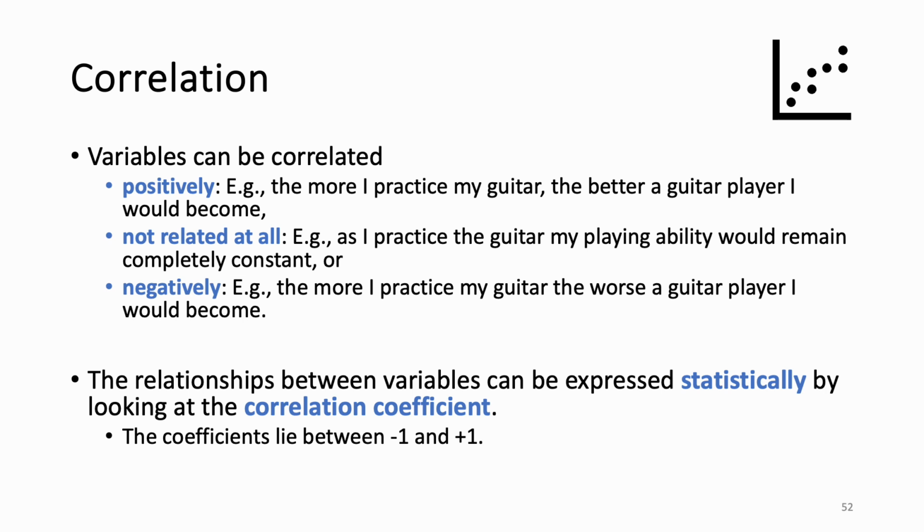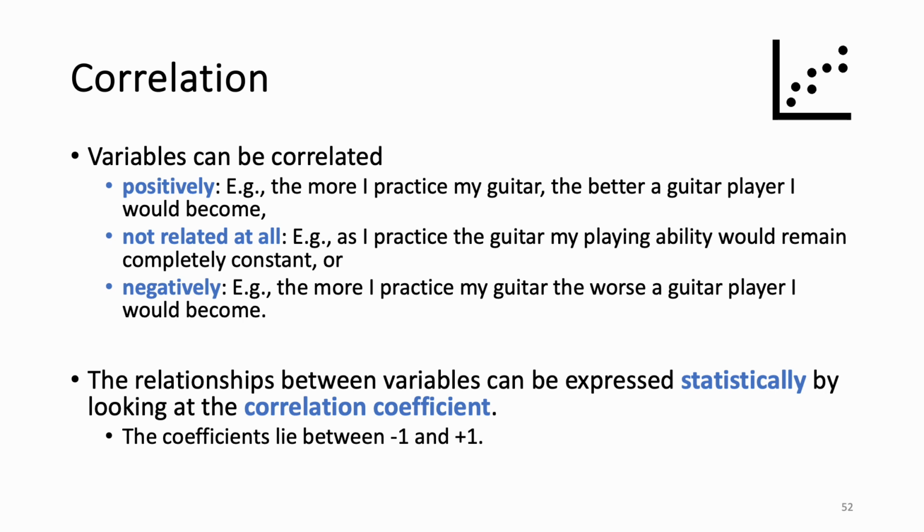And third, we have the example, the more I practice my guitar, the worse a guitar player I would become. So this would never happen in reality, but this is an example to show you that you might have a negative correlation between two variables. So one variable goes up and the other one goes down.